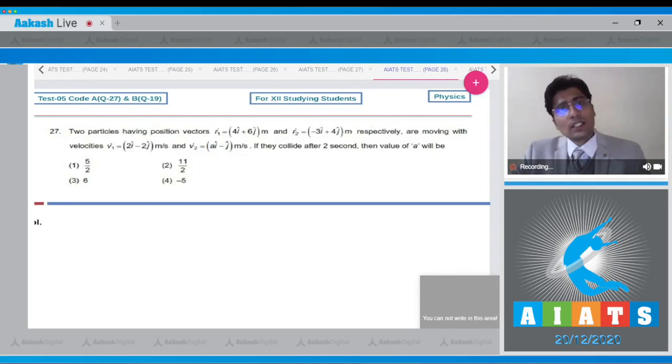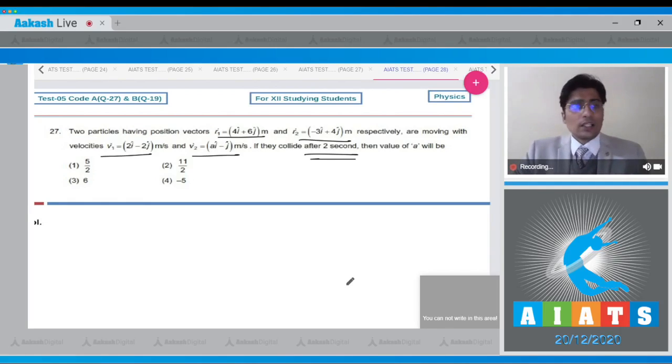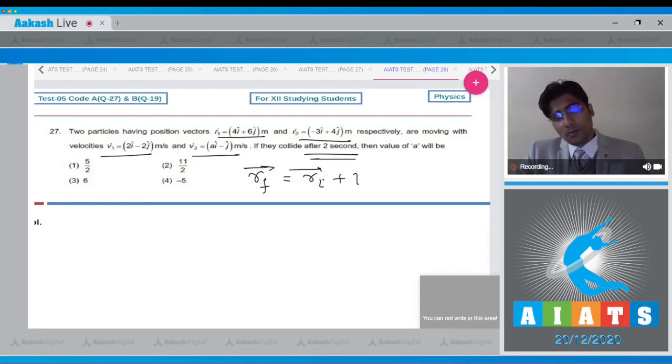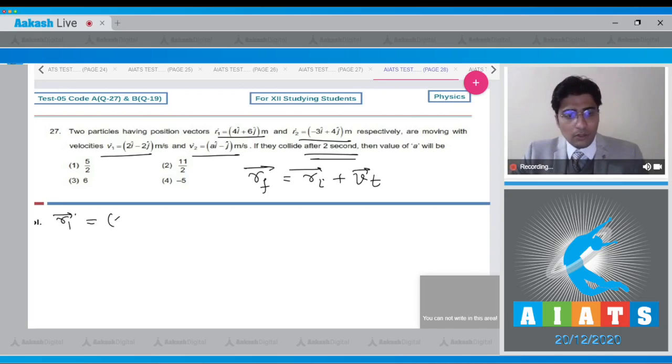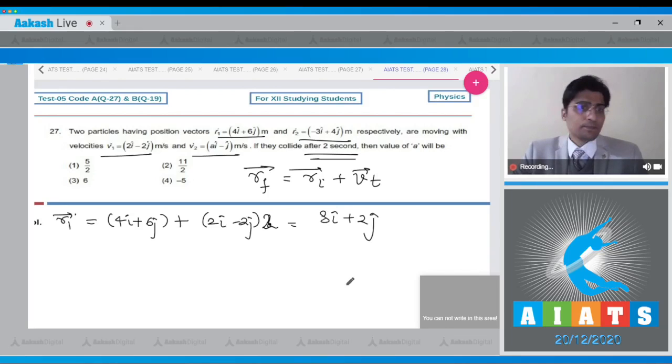In question 27, two particles with their initial positions are given and their velocities are also given. It is given that they collide after 2 seconds, then we have to find the value of a. Now dear student, the final position RF will be equal to the initial position plus velocity multiplied by time. So we can use this equation. For the first particle, the final position R1 dash will be equal to the initial position 4i cap plus 6j cap plus velocity, that is 2i cap minus 2j cap, into time, which is 2. So this will be equal to 8i cap plus 2j cap.